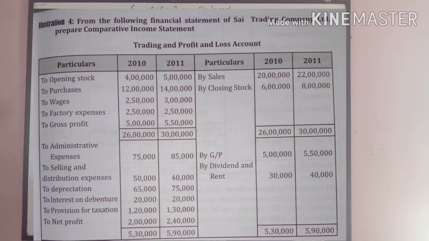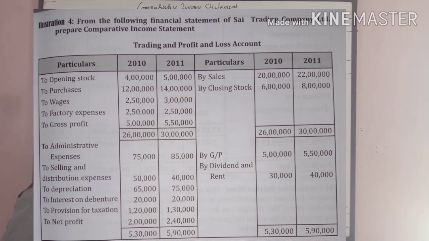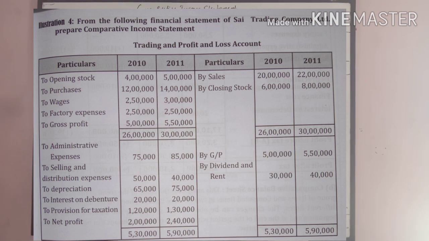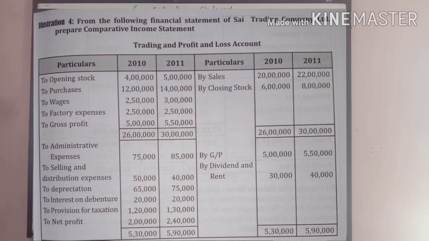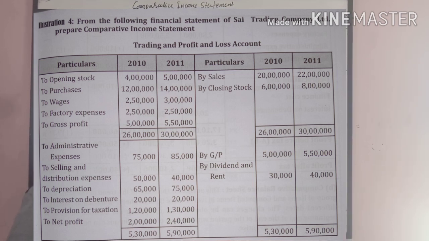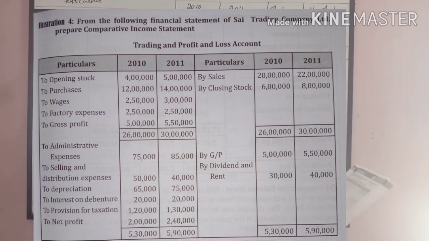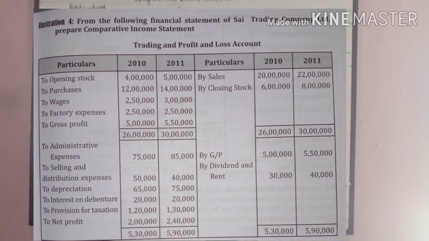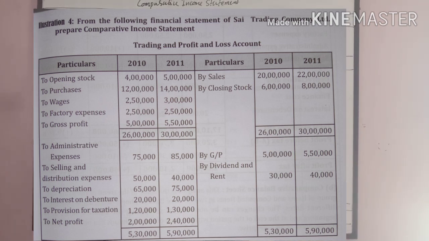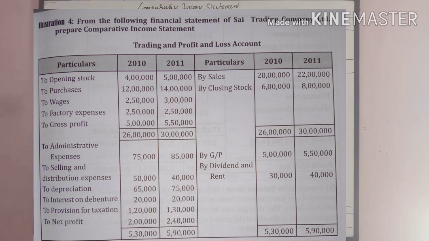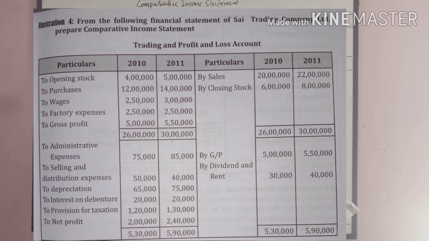Just look at this problem. Following is the financial statement of Soil Trading Company Limited. Prepare a comparative income statement. It's given: opening stock, purchases, wages, factory expenses, gross profit, administration expenses, selling and distribution expenses, interest on debentures, provision for tax, net profit. On the income side or credit side: sales, closing stock, gross profit, dividend and rent received. With the help of this, we have to prepare a comparative statement. For the same problem, I will work out common size statement later.